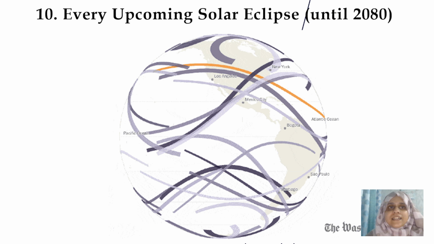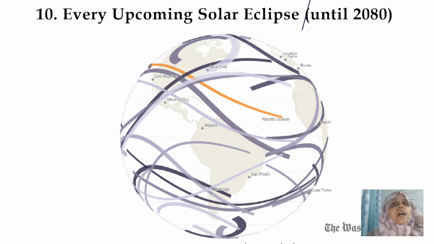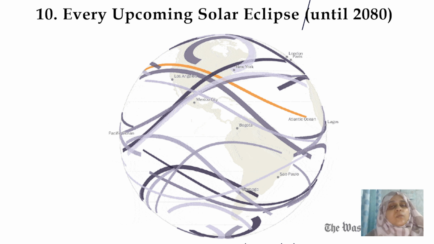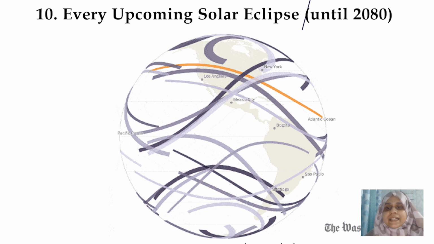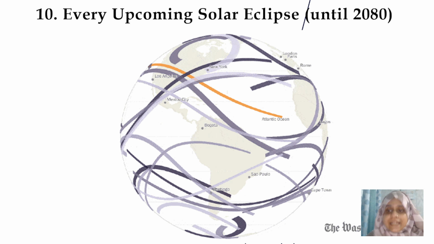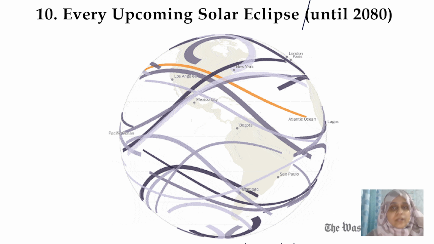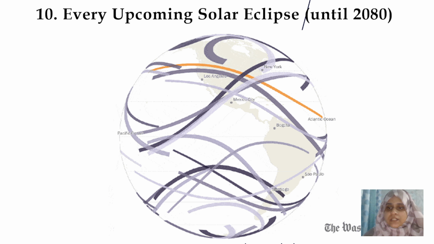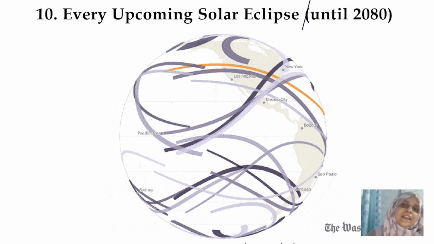And lastly is every upcoming solar eclipse. After the 2017 solar eclipse, Denise Liu of the Washington Post created an interactive globe showing the eclipse path of all future eclipses until 2080. The visualization highlights totality, timing, and location, using light and dark shades and hover tooltips. Users can even see how many eclipses remain in their lifetime.